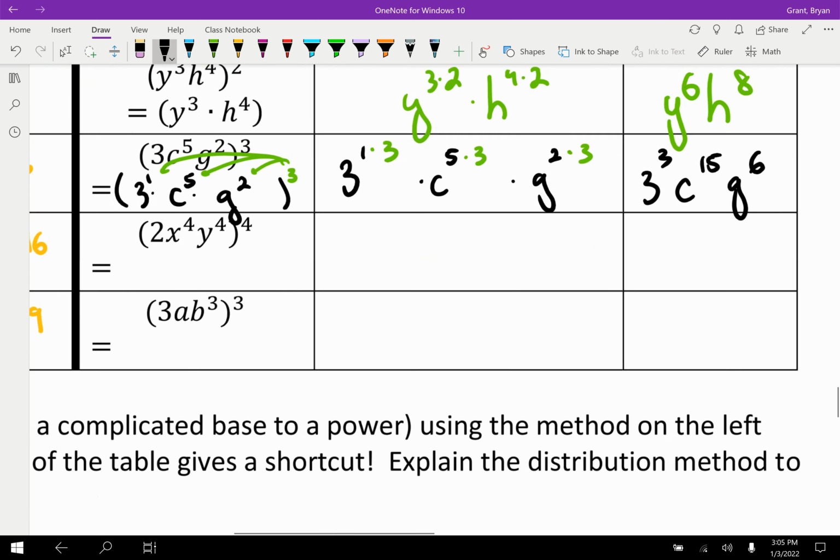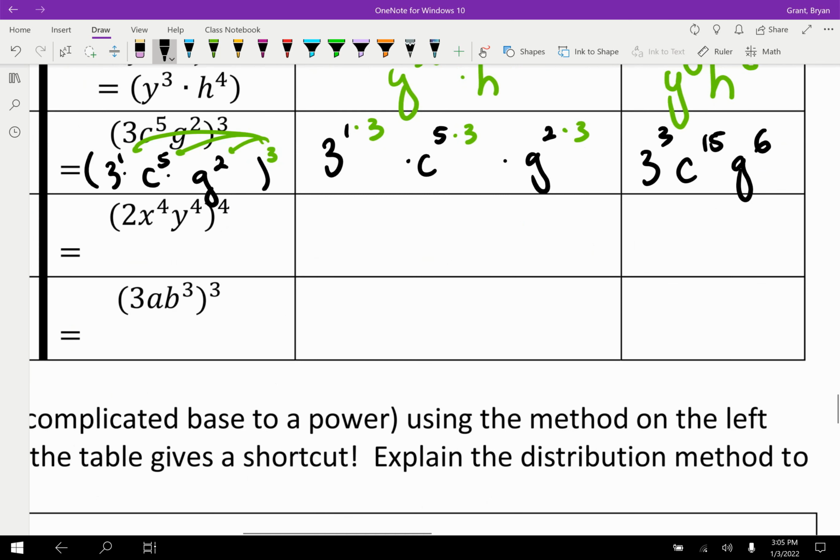All right, can we see if we can just skip right to the end now, or at least do the middle step? This 4 is going to distribute to all 3 of these. There's that invisible 1 there. So this should, I think, give us 2 to the 4th. 4 times 4 is 16. 4 times 4 is 16. And there we go.